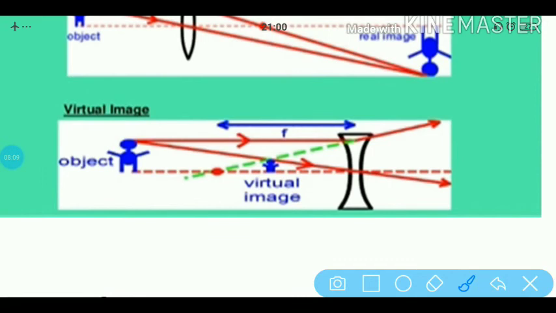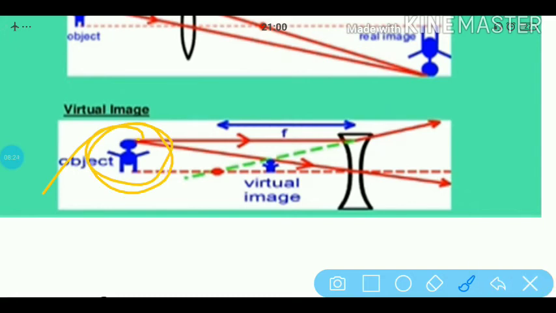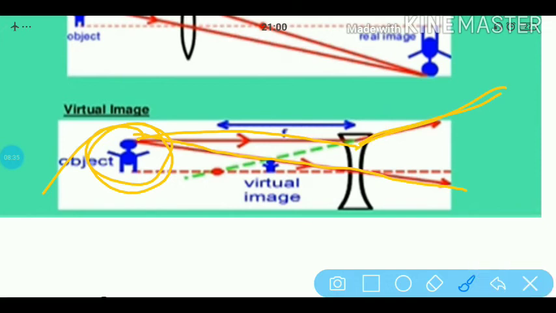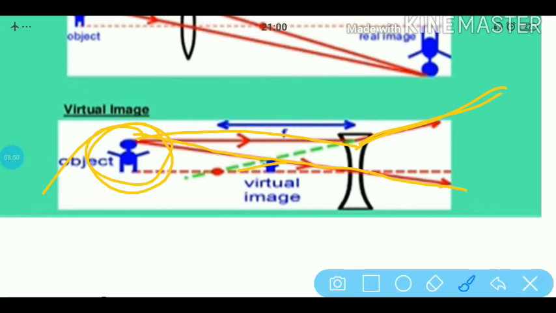Now, virtual image. If rays from a point of an object after refraction through the lens do not actually meet at a point, but appear to diverge from a point, the image is virtual. So here we have our object. We have taken two rays, one which is parallel to the principal axis, one which is coming from the optical center. From here it diverges, and when we extend it to the other side, it appears to meet. A screen placed at this point will not show any image on it. That is, a virtual image cannot be obtained on the screen.